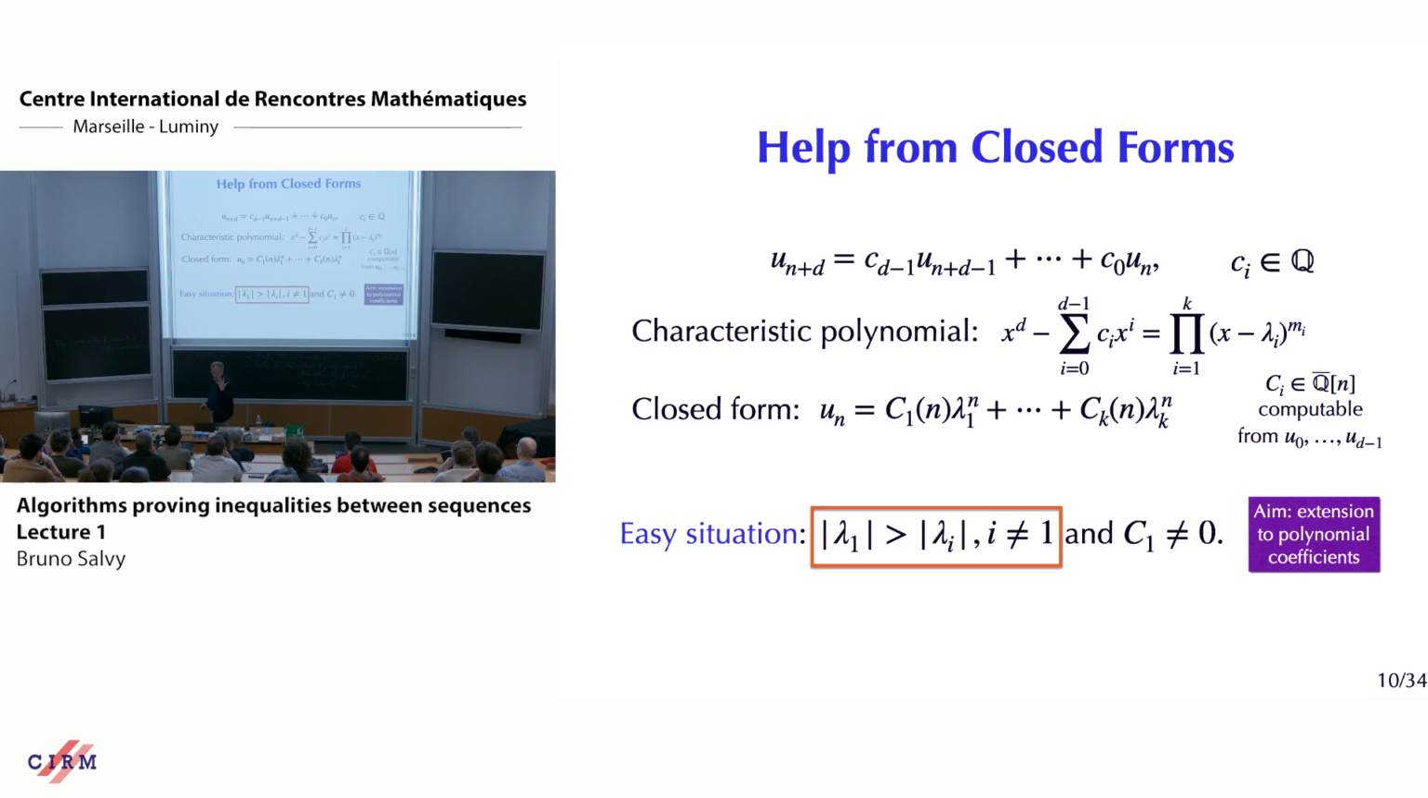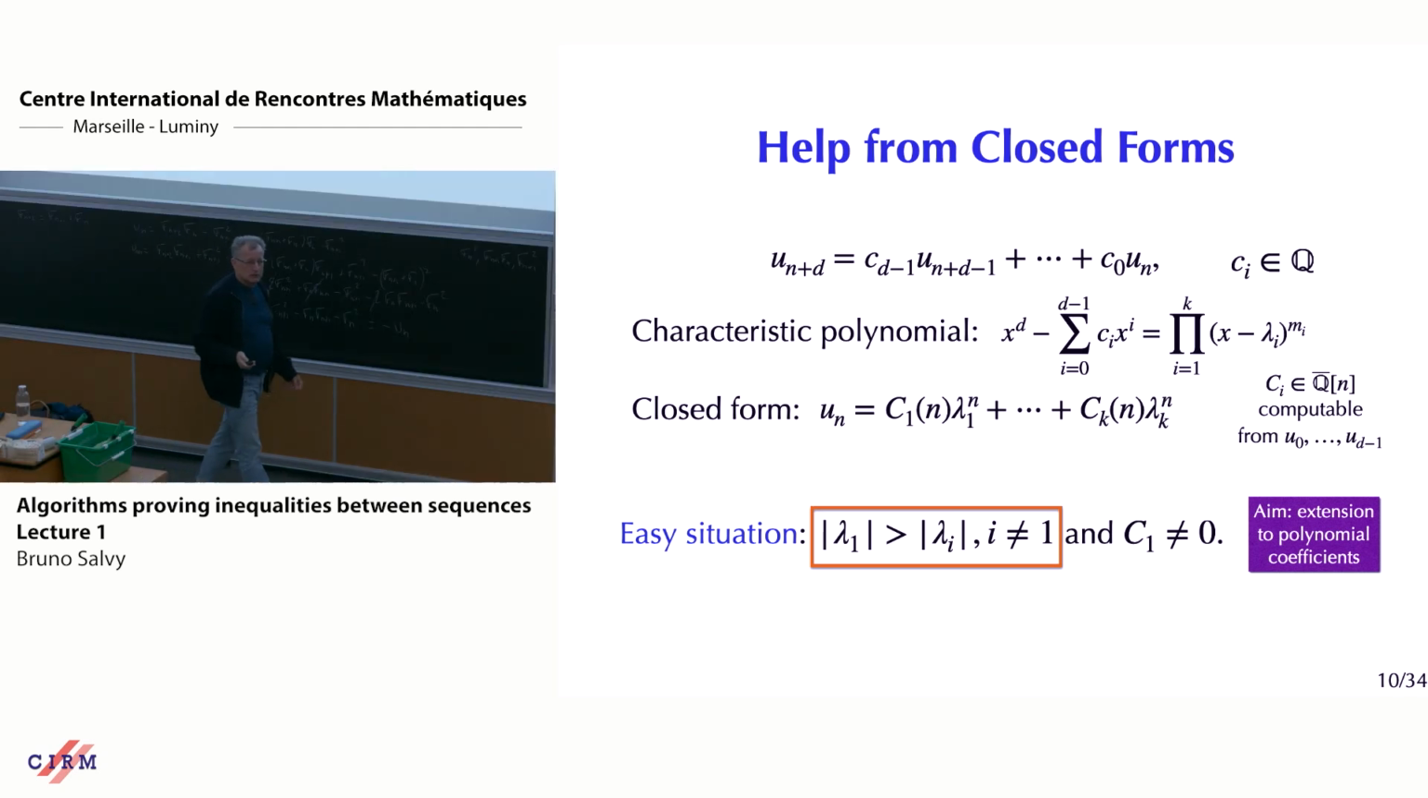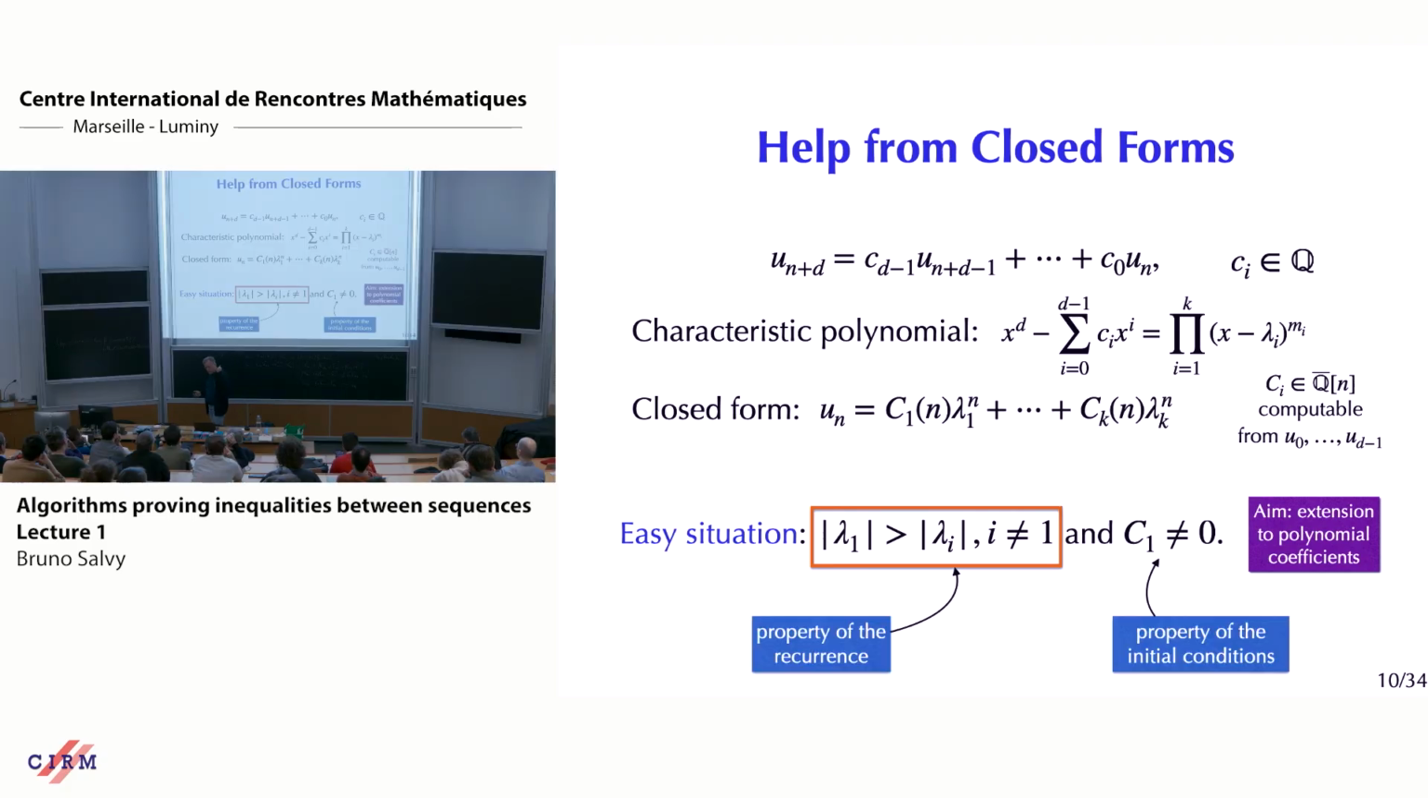So this is the simple situation. And that's the situation that we'll try to extend to the case of polynomial coefficients later, where it's still simpler than the general case, but it may be hard in certain circumstances. So you have two conditions there, one which is related only to the recurrence, and one which is related to the initial conditions. And that dichotomy will take place also in the case of polynomial coefficients.